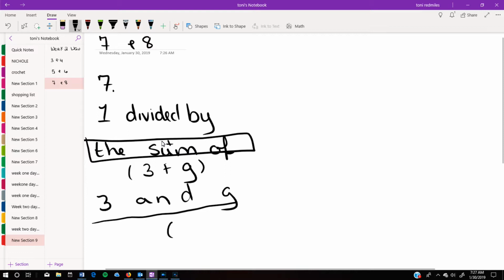So I do know that I have this, okay? 1 divided by means this is going into that, which means on top of a fraction I need a 1. Or I could write it as 1 divided by, whichever way.